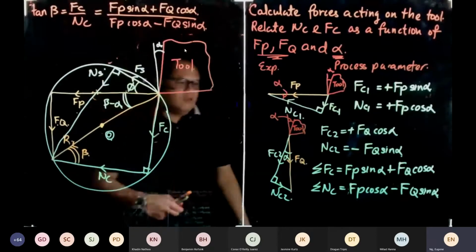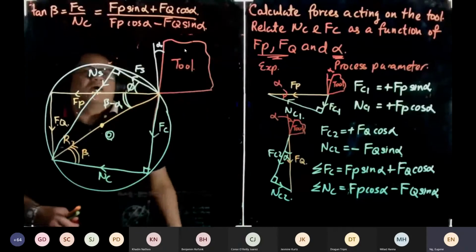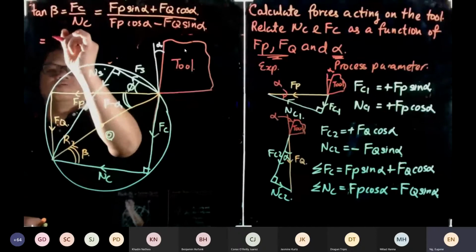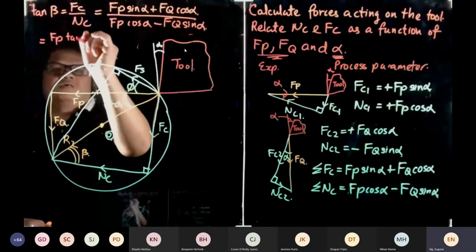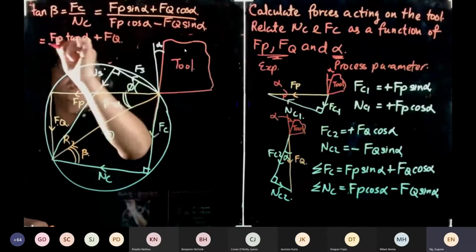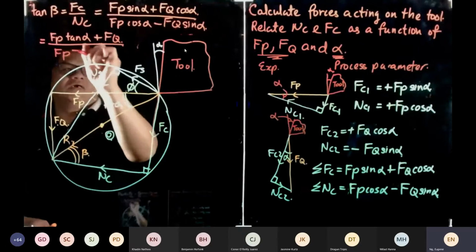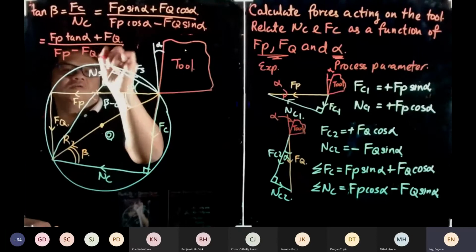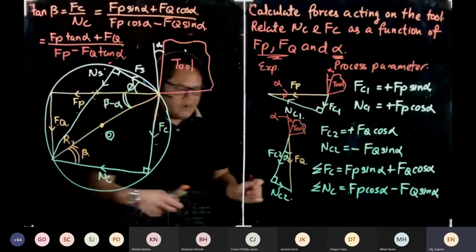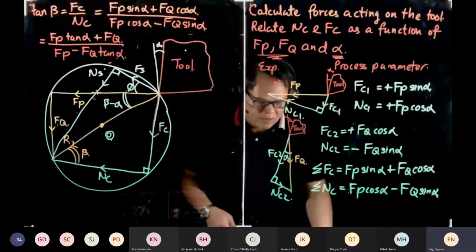Okay, so you divide the top and denominator by cosine. So this will be equal to FP tangent alpha plus FQ, right? Then you divide by FP minus FQ tangent alpha. So what I did is I just divide the top by cosine alpha and the bottom by cosine alpha.